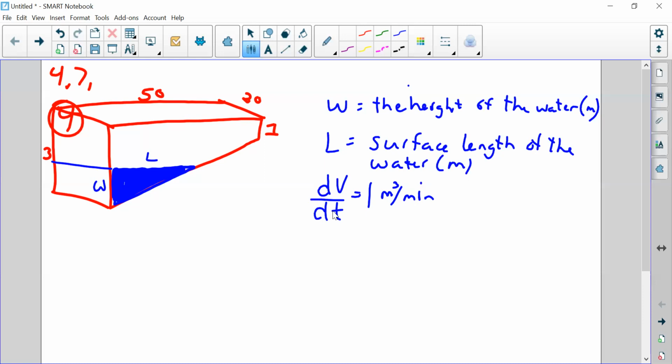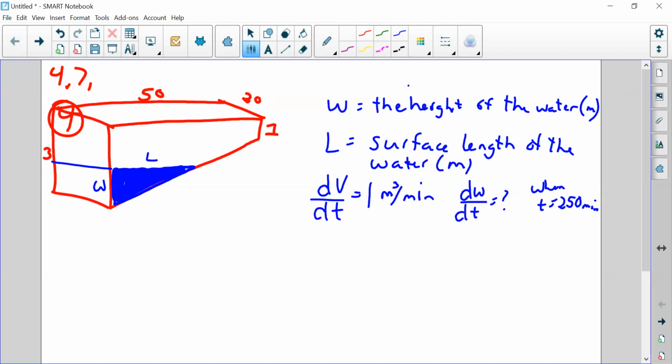All right, how fast is the water level rising? So what are we trying to find? How fast is the water level rising? So we're trying to figure out dW/dt. And we're trying to figure that out when, or after, well, I guess I did, after 250 minutes. So when t is equal to 250.